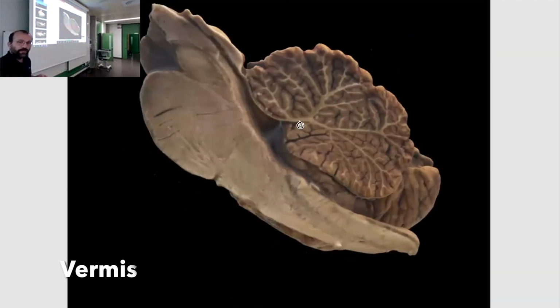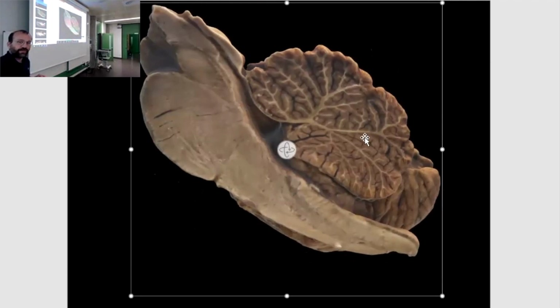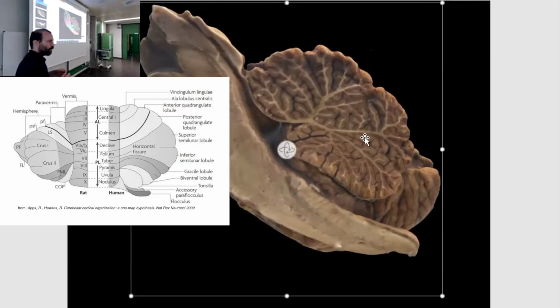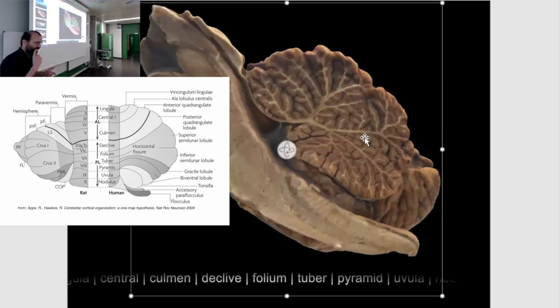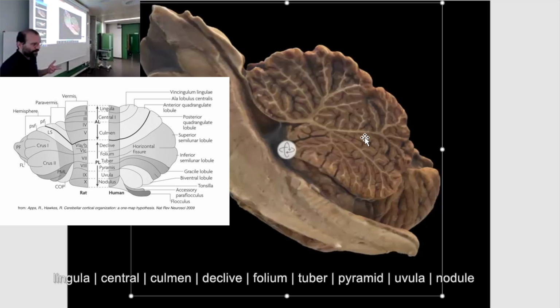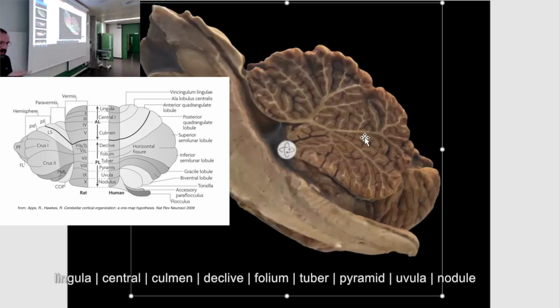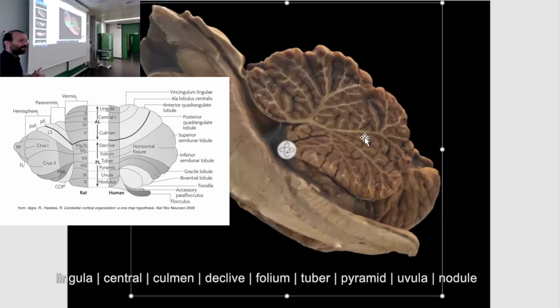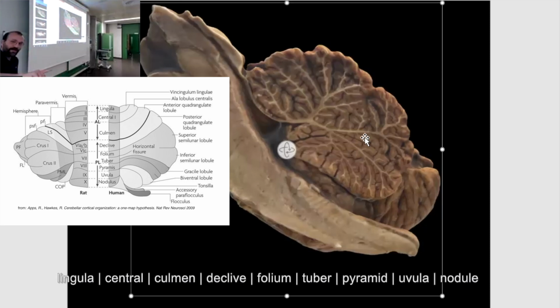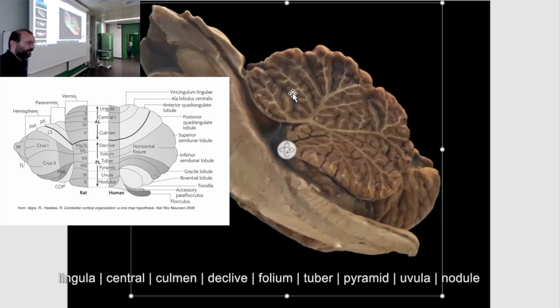Now, if you look from the medial side, you will see the vermis. The vermis has 9 lobules, which are lingula, central, culmen, declive, folium, tuber, pyramid, uvula, and the last one is the nodule. So there are 9 of them that you can recognize in the arching around of the vermian anatomy.